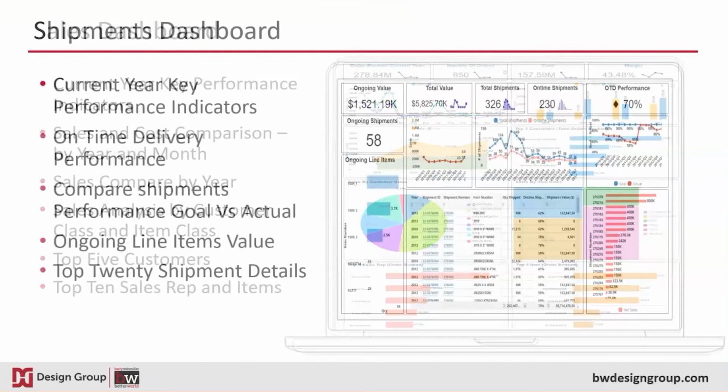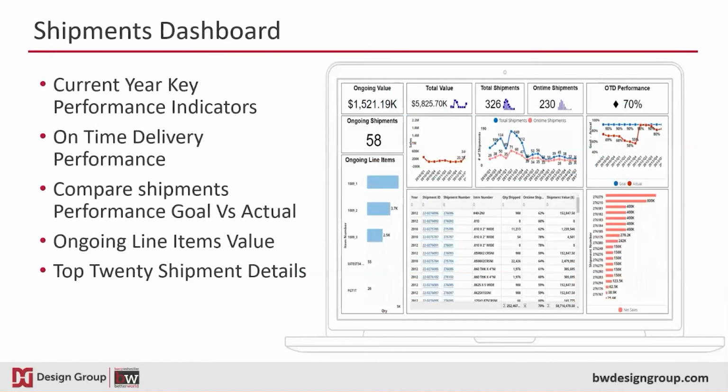Moving on to the next one. This is our shipment dashboard. Again, we follow the same trend with KPIs. You see there are 5 KPIs on the top row: your ongoing value, your total value, your total shipments, on-time shipments, your on-time performance, and so on. Then you are comparing your last 10 years of shipment trends, on-time, and goal versus actuals. You are also getting a report where I will show how you can drill back from shipments to the customer territory and customer level information. You have your trend of shipments from the bigger number to the lower number, and then you have your ongoing line items.